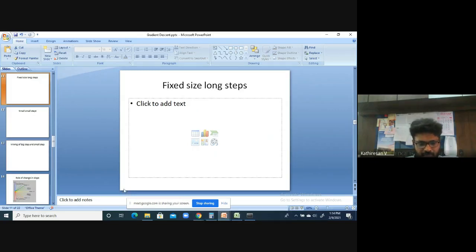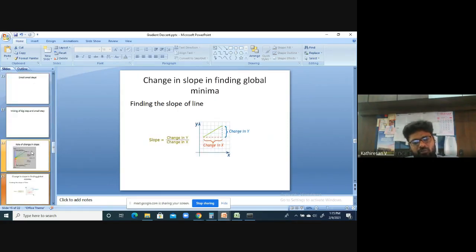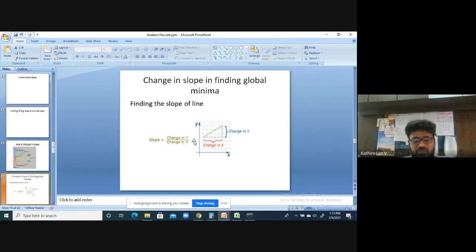Okay, see, here we have to find the direction of the curve. Why are we finding the direction of the curve? In order to find the global minima. And in order to find the direction of the curve, we have to find the slope of a point. Everyone knows the formula to identify the slope of a line. Slope of a line is nothing but change in y divided by change in x. This everyone knows.